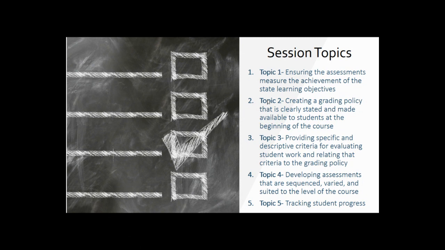So topic 3, we're going to talk about providing specific and descriptive criteria for evaluating student work and relating that criteria to the grading policy. 4, we're going to develop assessments that are sequenced, varied, and suited to the level of the course. And then we're going to talk about tracking student progress just a little bit. So with that, we're going to go ahead and move into the presentation.